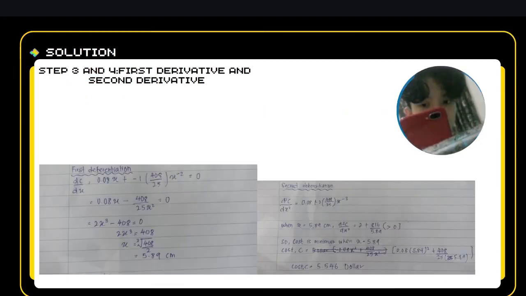So let's move on to the next step, which is step 3 and 4, the first derivative and second derivative. First, we have dC per dx, which is the formula we use to calculate the shape of the chocolate. For the second step, we use dC per dx to find the cost of the one shape of chocolate in dollars.